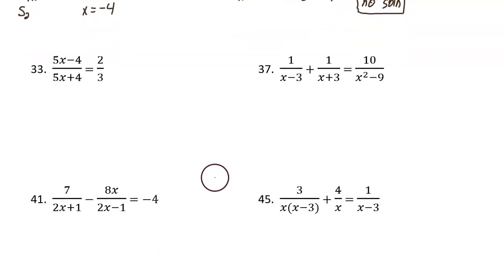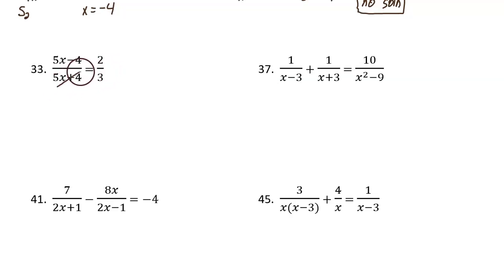Next, number 33. This equation has fractions. There's even a variable in the denominator, so we have to be careful of our domain restrictions. And there are different ways to solve a problem like this. This has the look, however, of a proportion. One fraction on the left, one fraction on the right. One way to solve a proportion is called cross multiplication.